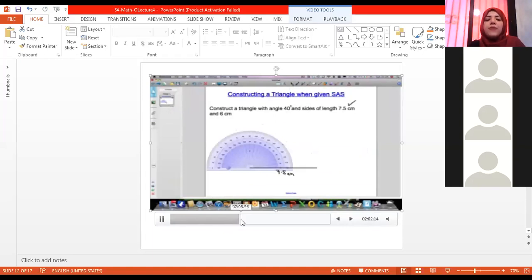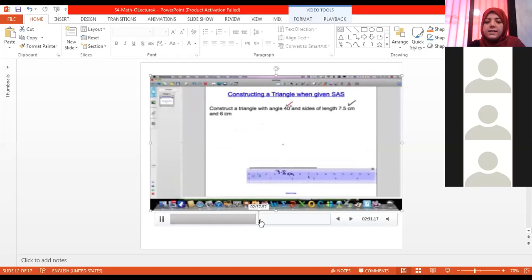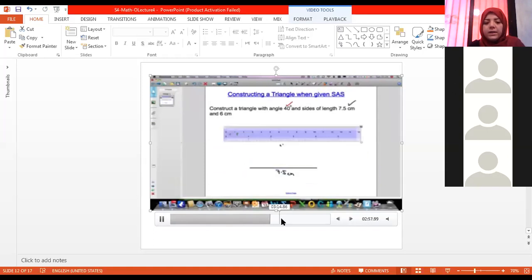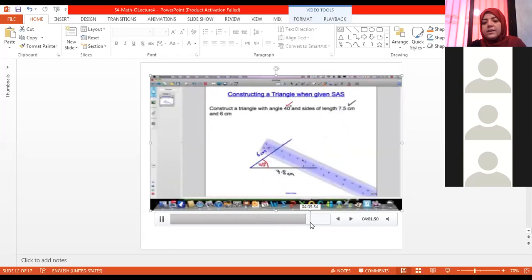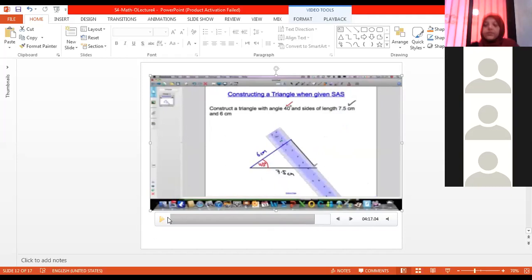Then we remove the protractor and we use the ruler and we measure it now 6 centimeters. Okay, so it should be 6 centimeters, as you can see. So you open it, 6 centimeters. Okay, after drawing it 6 centimeters, you remove the ruler. This is 6 centimeters. You remove the ruler and then join the third side. Is it clear, everyone? Yes.